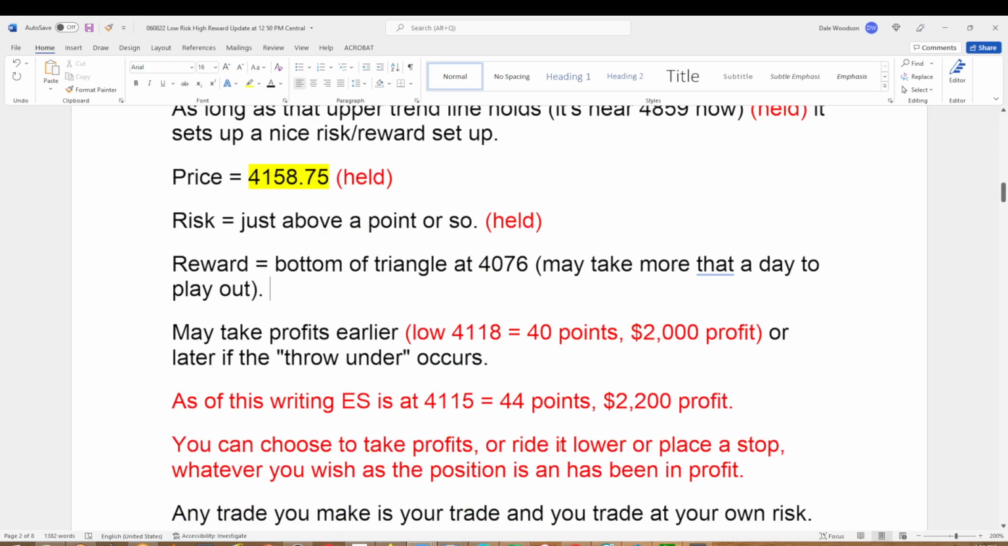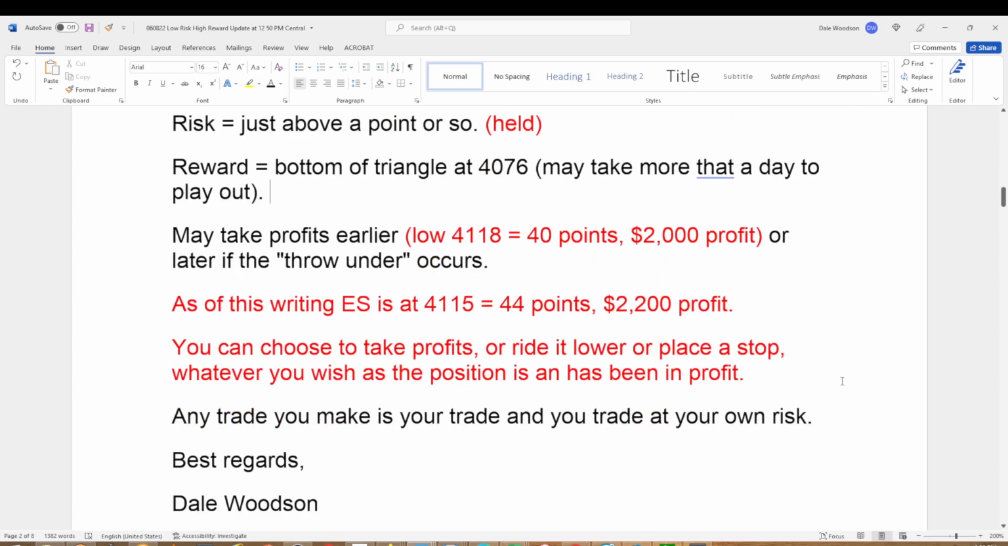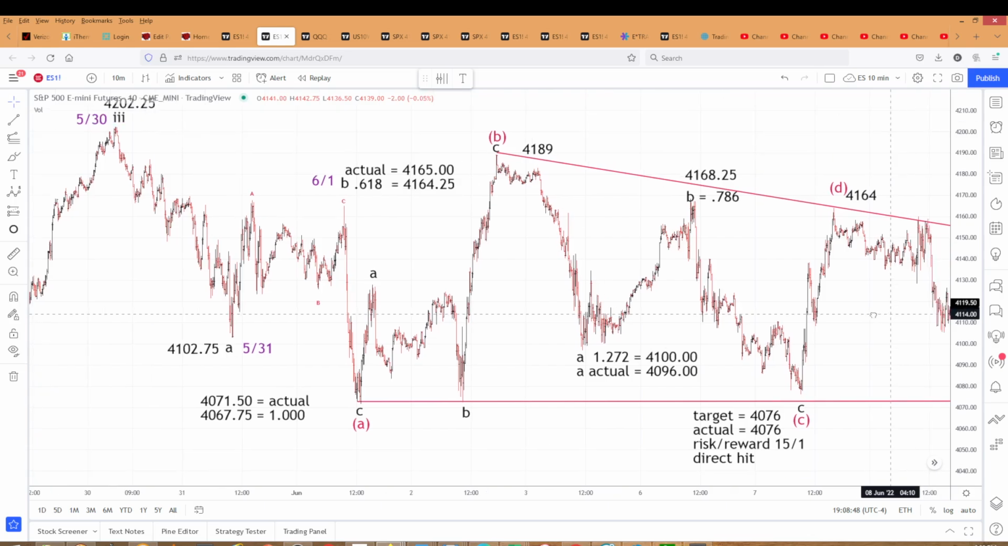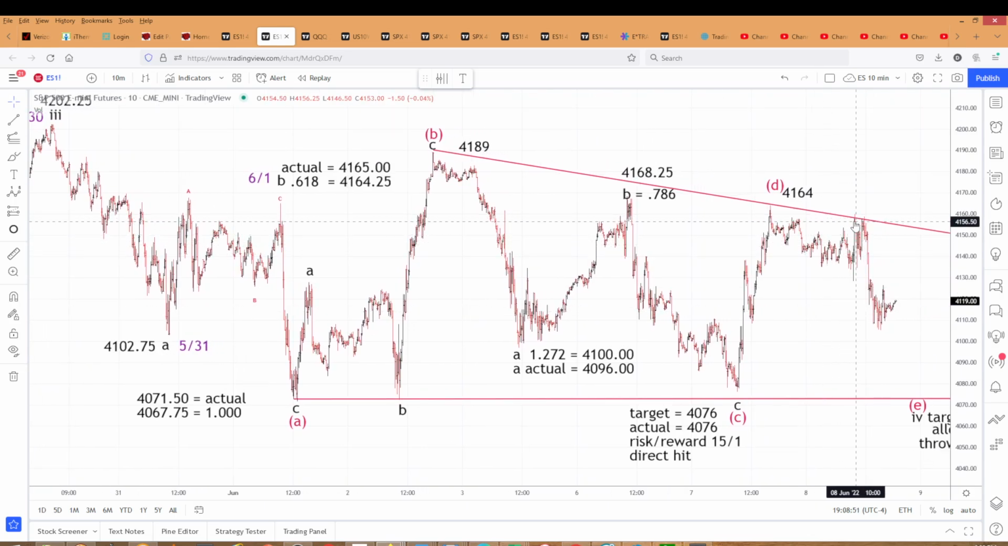So you can choose to take profits now, ride it lower, or place a stop, whatever you wish to do. The position has been in profit. Again, any trade you make is your own and at your own risk. Because it had hit a temporary target, if you will, that I had on a 1-minute chart. So we'll scroll forward and you can see there is that risk to reward. The reward was down here, but I was right at 41.18 and 41.15 when I was typing this at 12:45 p.m. It kind of bounced around in there, made a little higher high, a little lower low, but that's a decent profit for a couple hours with a risk of $50 or $100 and a profit of $2,000. That's a good risk reward.